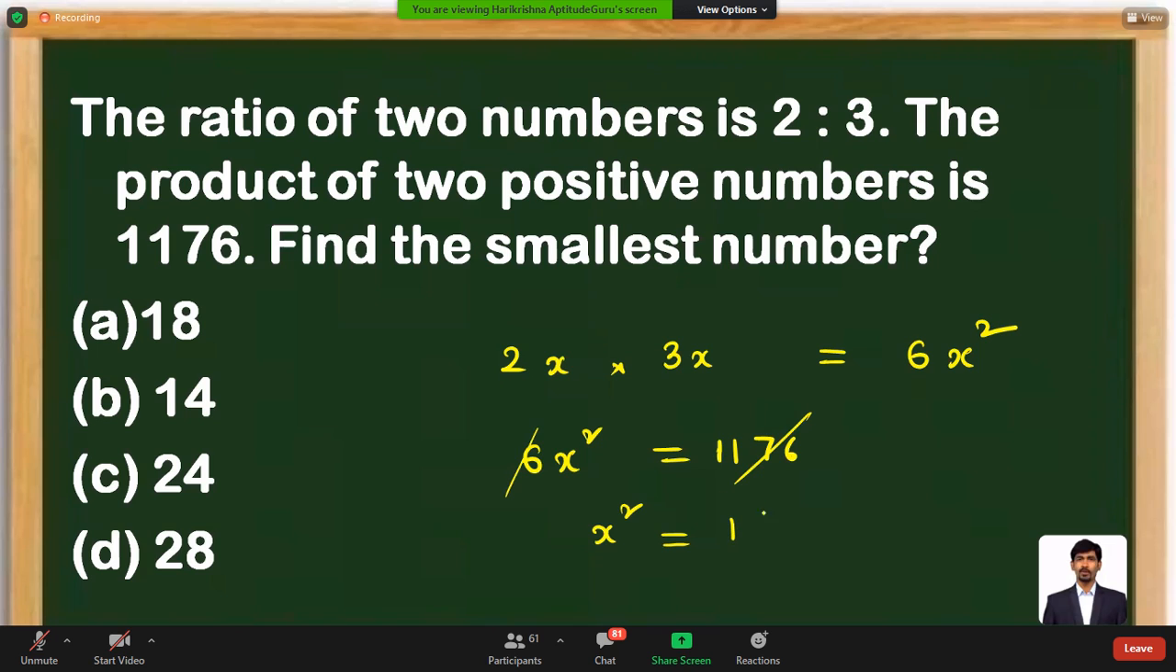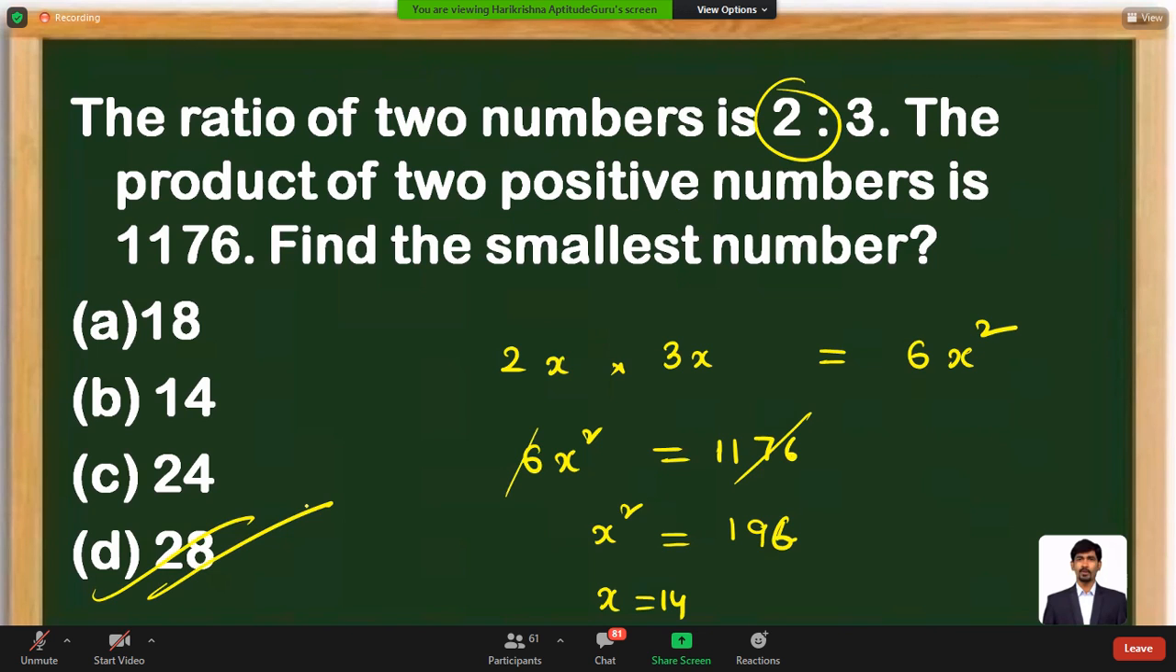So 6 ones are 6 and we're left with 57. 6 nines are 54 and 6 fours are 24. So x value is going to be 14 here. Smallest number is nothing but 2x. 2 into 14. Mark your answer as option E.